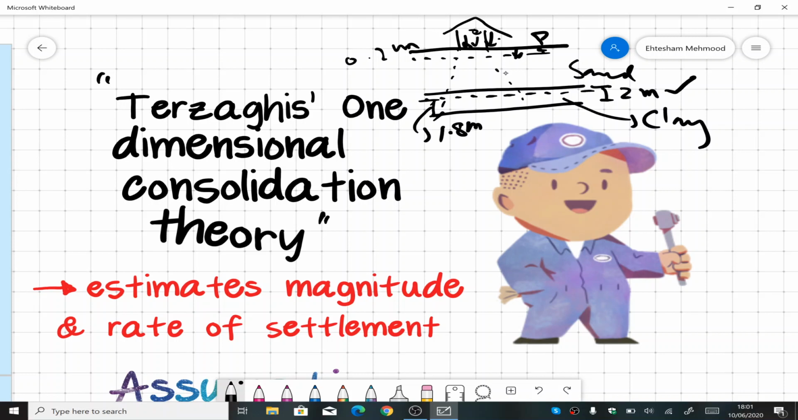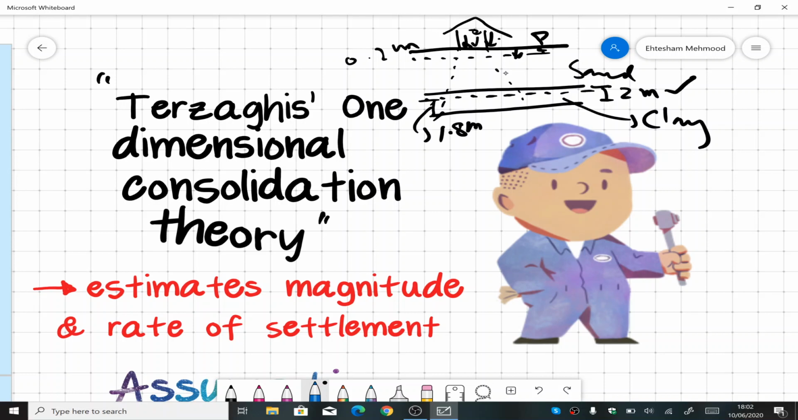One more thing regarding this is why it is called a one-dimensional consolidation theory. In this, the main assumption, which is actually very far from real, is that water movement only occurs in one direction. If this is the clay layer, we know from our last lecture that in consolidation, water moves out of the voids of the soil, and due to the rearrangement of the particles, the volume of the soil reduces.